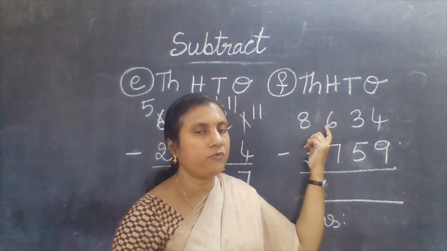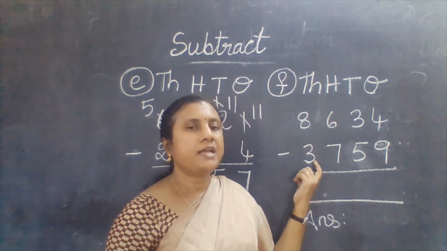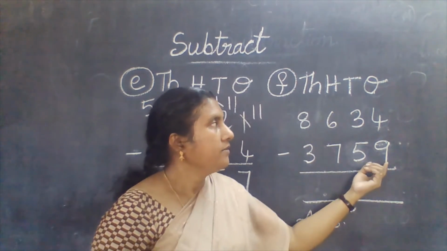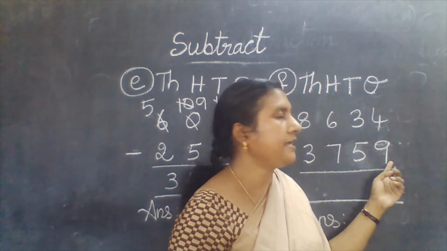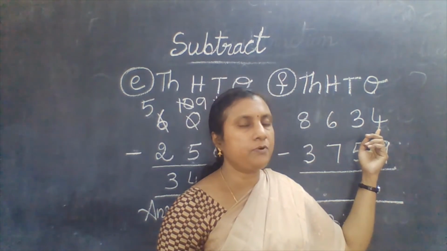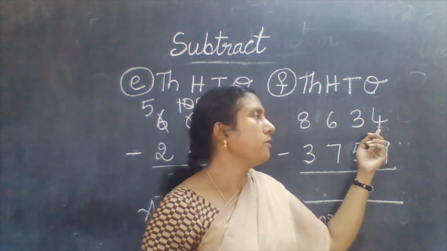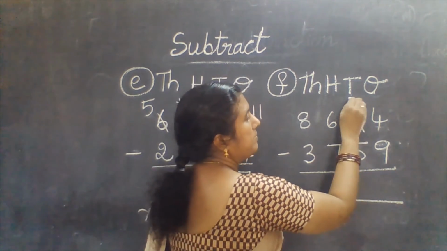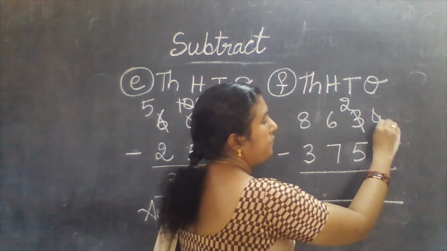Here we have 3759 to separate from 8634. Is it possible? As it is lesser than 8634, we can subtract. We have to start from the ones place. Here 9 is there to subtract from 4. Is it possible? No. So we have to borrow from the next place value. 3 is in the tens place, that will become 2. And this 4 will become 14.